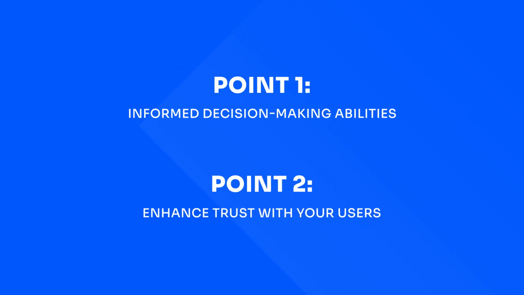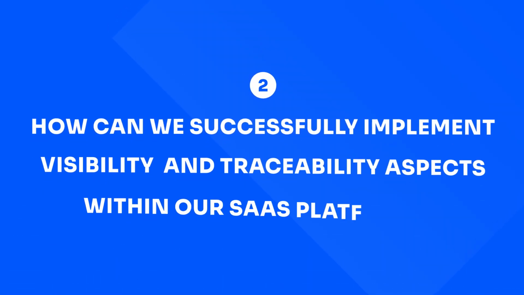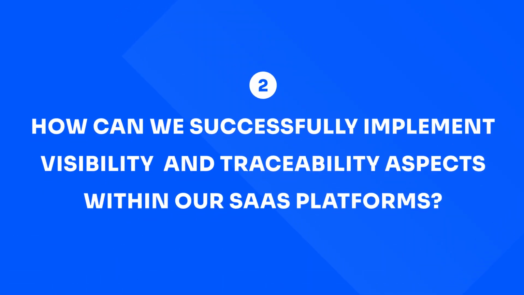Basically, we're talking about being transparent and providing full visibility over ongoing processes and hidden background information that are relevant to day-to-day activities performed by your users. And then the second question: how can we successfully implement visibility and traceability aspects within our SaaS platforms? For this, I actually want to take you with me on one of our files.